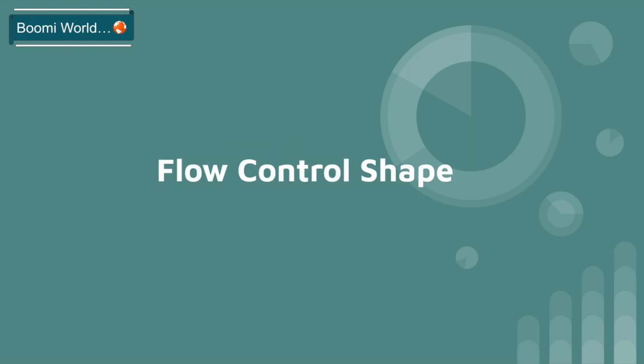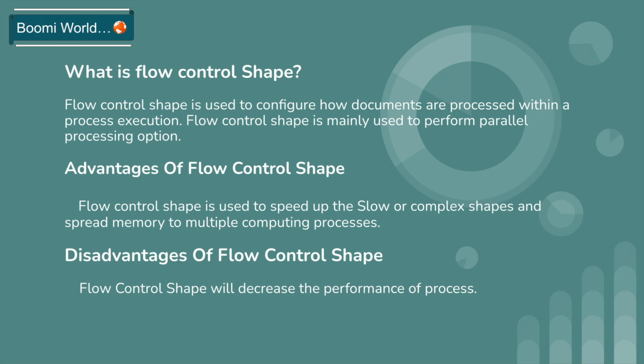So in this video, I'm going to discuss the flow control shape and how to configure it on Boomi. First, we'll see what the flow control shape is. The flow control shape is used to configure how documents are processed within a process execution. It is mainly used to perform parallel processing options.